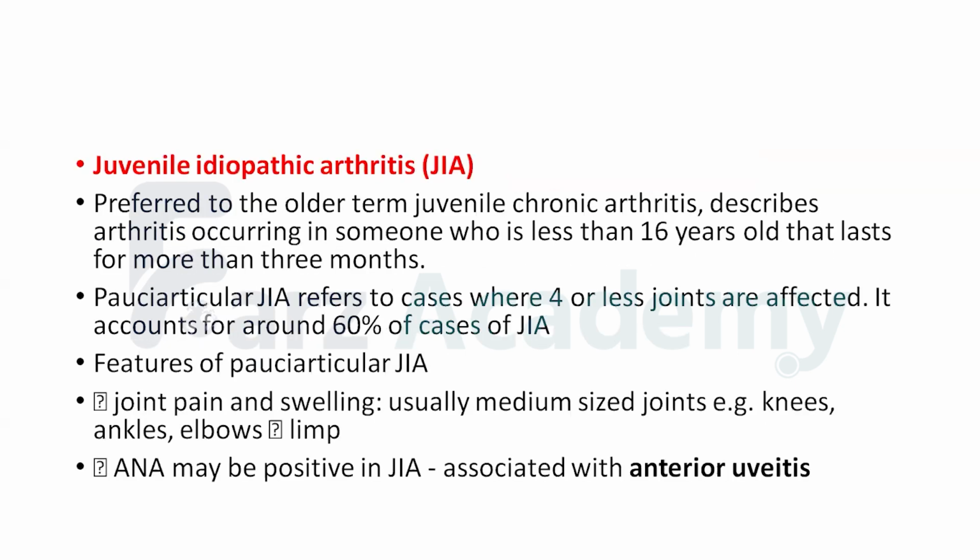So coming on to juvenile idiopathic arthritis, a few rheumatological illnesses which are common in children. We'll discuss them. Referred to by the older term juvenile chronic arthritis, it describes arthritis occurring in someone who is less than 16 years old that lasts for more than 3 months. Pauci-articular juvenile idiopathic arthritis refers to cases where 4 or fewer joints are affected. It accounts for around 60% of cases of juvenile idiopathic arthritis. Features of pauci-articular JIA: joint pain and swelling, usually medium-sized joints such as knee, ankle, elbows are involved, and the patient usually limps. ANA may be positive in JIA associated with anterior uveitis.